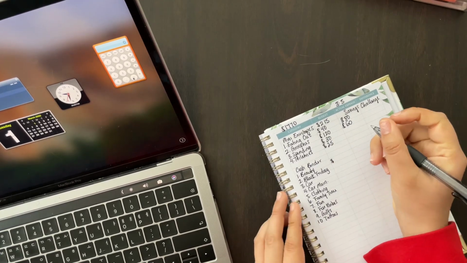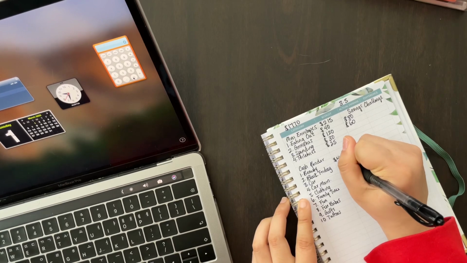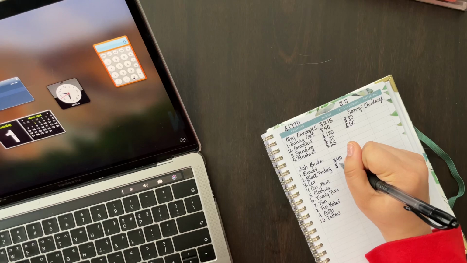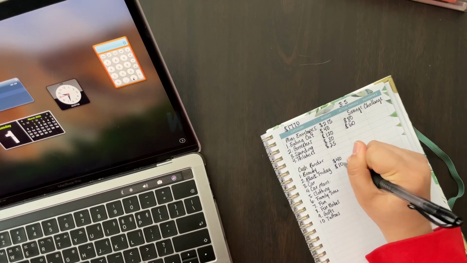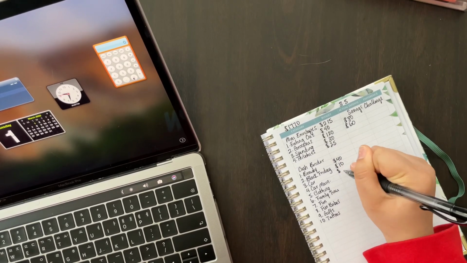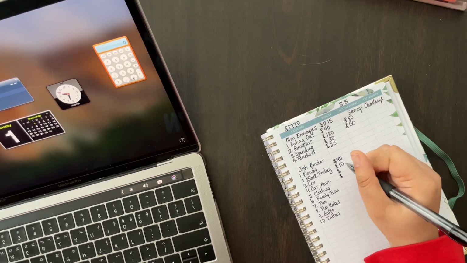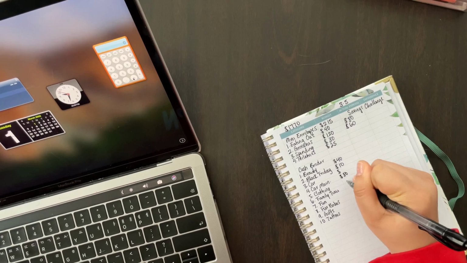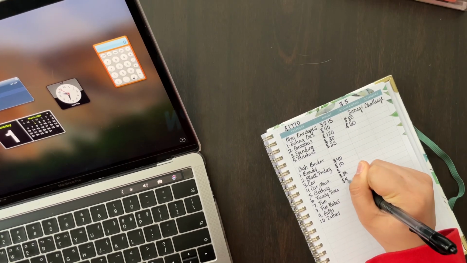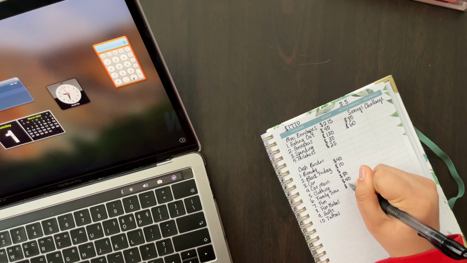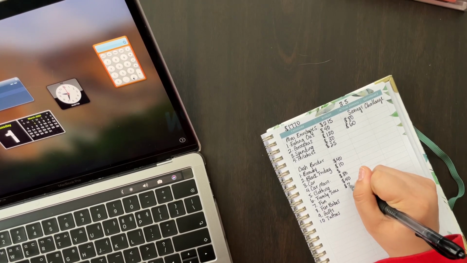Beauty, I'm gonna go ahead and stick with the 40. Black Friday, I'm thinking 10. My car, we don't know yet. That'll be one of the last ones I budget for. Car maintenance is 80. Clothing, we'll stick with 40, same as beauty. And family time, I think I'm gonna do 30.